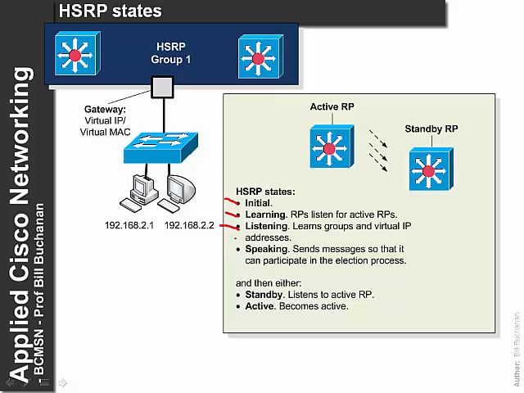And then there is a listening phase to listen for the groups and their virtual IP addresses, and then on to a speaking stage at which they will create an election to let the RP, which is the most preferred. After the election, they will either go into a standby mode or they will become active.